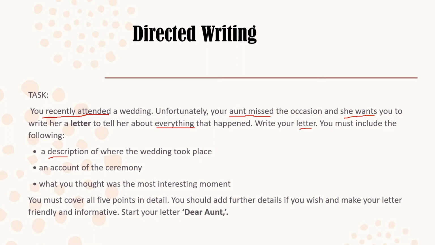First of all, a description of where the wedding took place, and an account. Account means that you're going to talk about the complete detail of this wedding ceremony. You're going to talk about the bride and groom. You're going to talk about the setting, the place, the food, the guests, and everything. What you thought was the most interesting thing. And mostly in such programs, something interesting happens. So you're going to create some good situation which amuses your aunt, and which you thought was the most interesting part of the wedding.